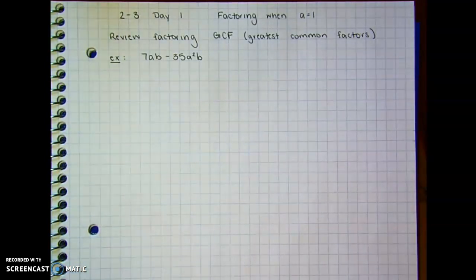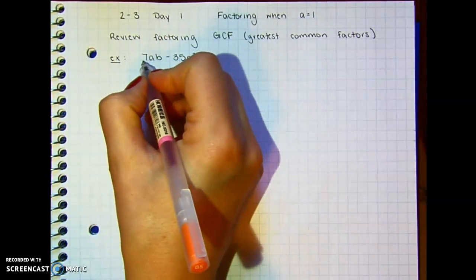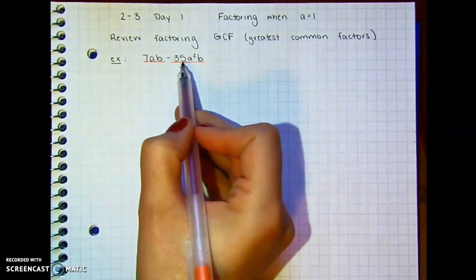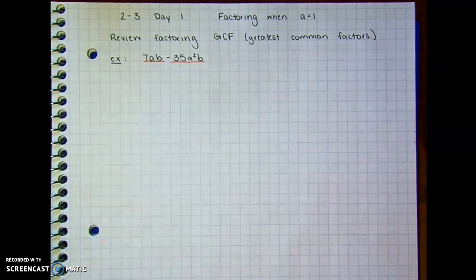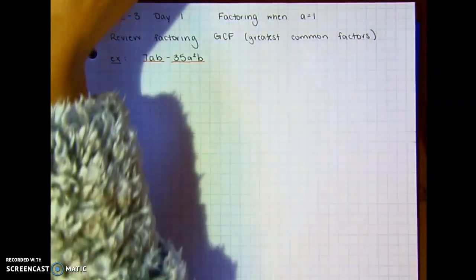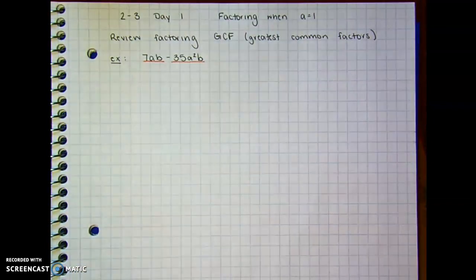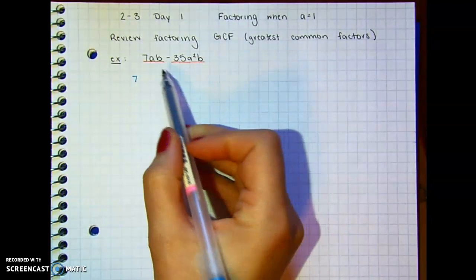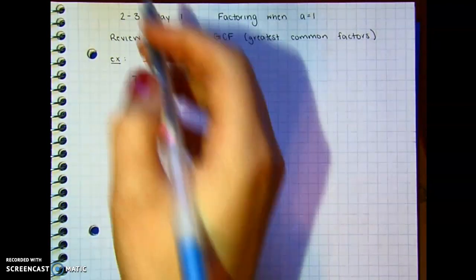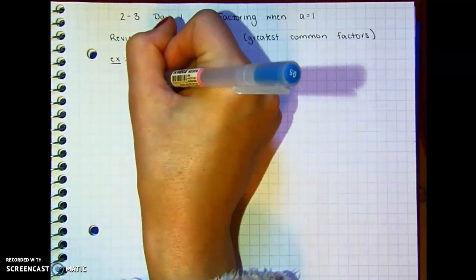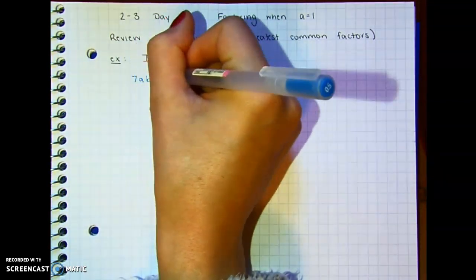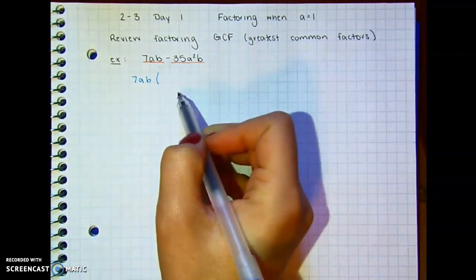So what are both of these divisible by? So 7 and negative 35 are both divisible by 7. So we can put that on the outside. They both have an a, so we can divide out an a. They both have a b, so we can divide out a b. And then we have to write what we're left with.